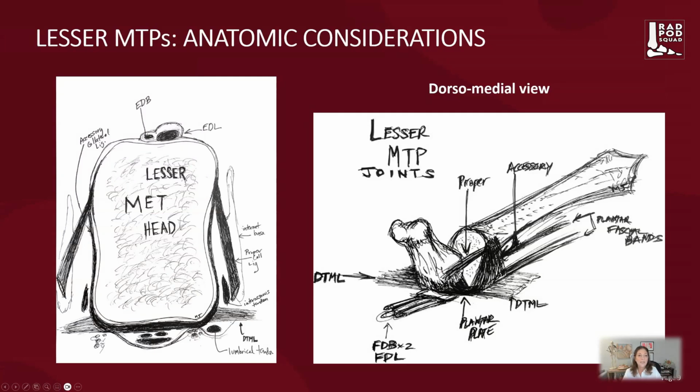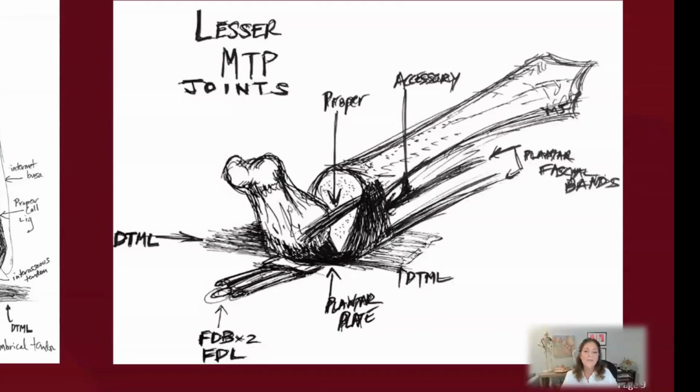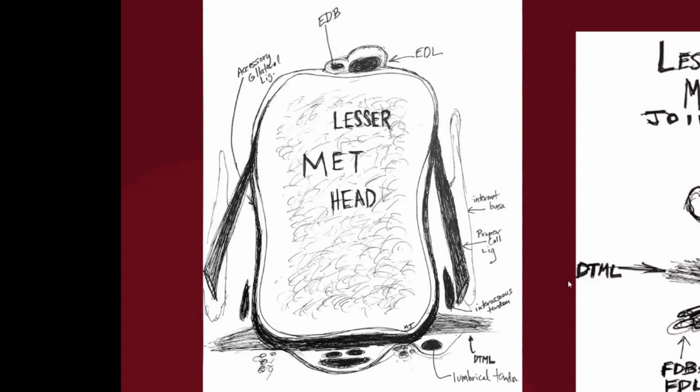Looking at the lesser MTP for anatomic considerations, we can take a view of the metatarsal and the proximal phalanx and begin to dissect away some of that anatomy. So I've drawn here the deep transverse metatarsal ligament, which forms the floor at the level of the metatarsal bases. The deep transverse metatarsal ligament meets the accessory collateral ligament at a point where they'll create a juncture at the plantar plate. So we can see that here in cross section.